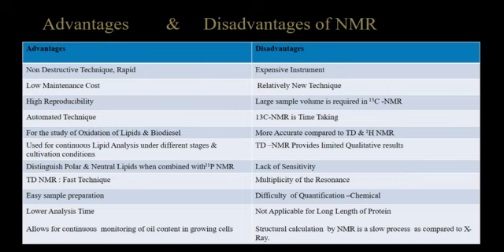What are the disadvantages of NMR? It is an expensive instrument and a relatively new technique. A large sample volume is required in 13C NMR. 13C NMR is time consuming, but more accurate compared to TD and proton NMR. TD NMR provides limited qualitative results. Other disadvantages are lack of sensitivity, multiplicity of the resonance, difficulty of quantification of chemicals, and it is not applicable for long-chain proteins. Structure calculation by NMR is a slow process compared to X-ray.